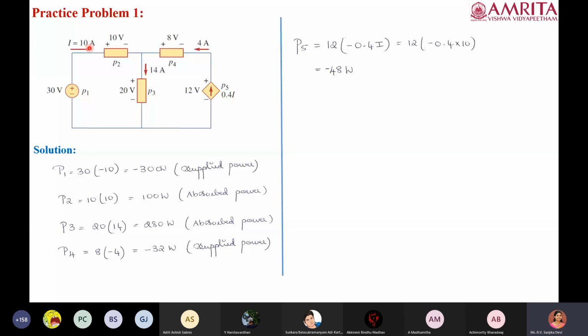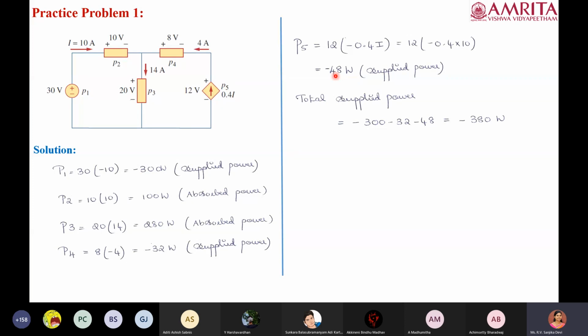So now there are many supplied powers and many absorbed powers, but always for the entire circuit, the supplied power will be equal to the absorbed power, or the total power in the circuit will always be 0. So we can compute the total supplied power. It is minus 300 watt plus minus 32 watt plus minus 48 watt, which comes to minus 380 watt. All the supplied powers we have to add together. This is the supplied power.